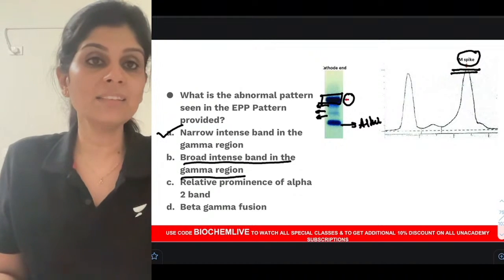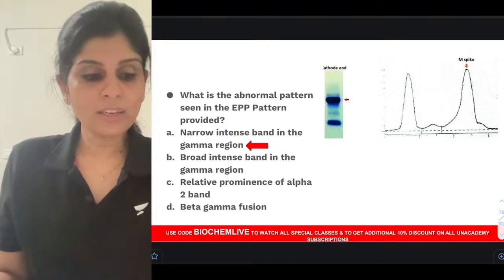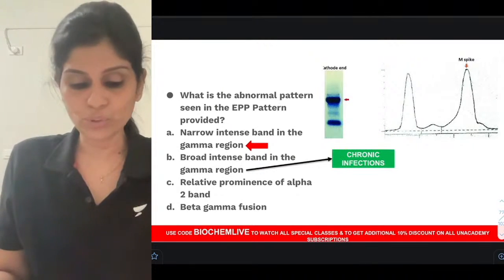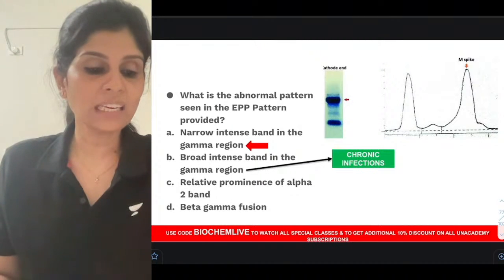If it's broad intense, it is polyclonal proliferation. Right? So when will you see polyclonal proliferation? Only when it is a chronic infection like tuberculosis. So a broad intense band in the gamma region signifies chronic infections.